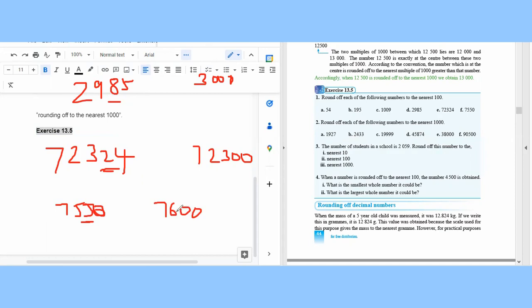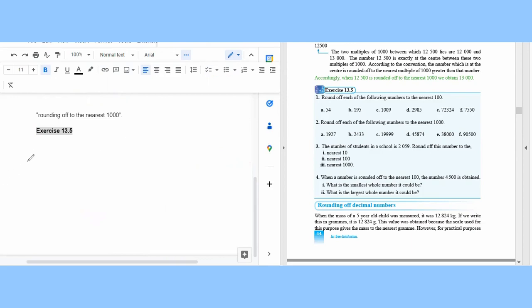Then you round off each of the following numbers to the nearest 1000. So nearest 1000 means you will be looking at the hundreds column. You need to look at the hundreds column. So 1927. The hundreds column is more than 5. So you move to the next multiple of 1000.